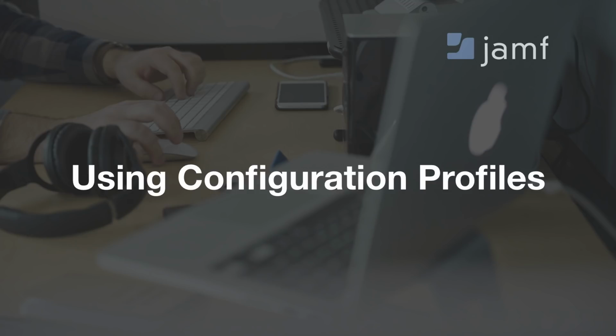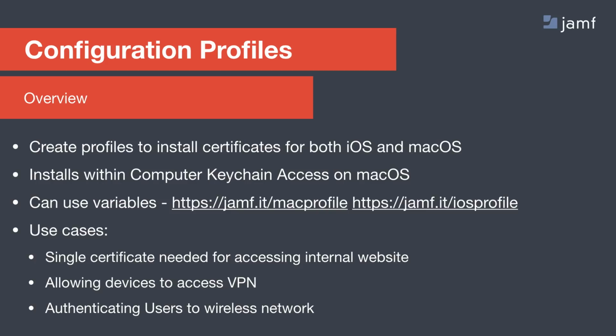One of the most common ways that individuals are using Jamf Pro and certificates is by leveraging configuration profiles. You're likely familiar with configuration profiles, but just in case, we wanted to cover some general overview as it relates to certificates. We can deploy certificates for both iOS and macOS from Jamf Pro. On macOS, this actually installs within the computer keychain access, and you'll be able to see it whether it's sent to a user, where it would be at a login level, or if it's sent to the device, it would be at a system level.